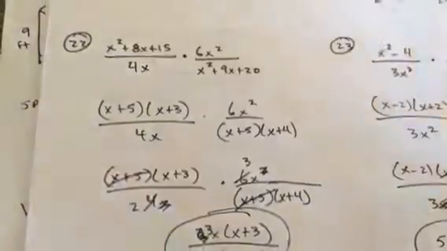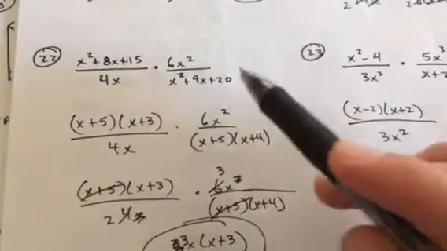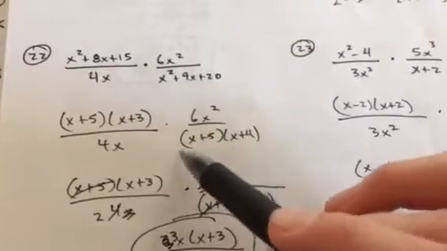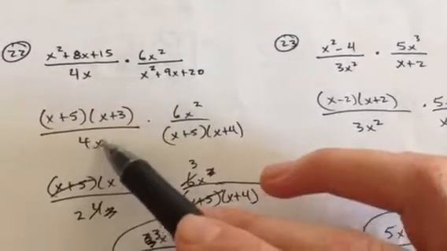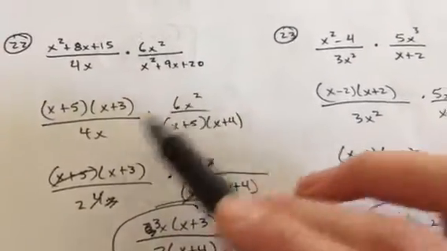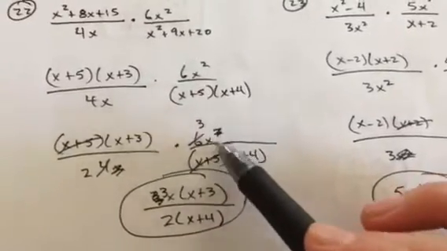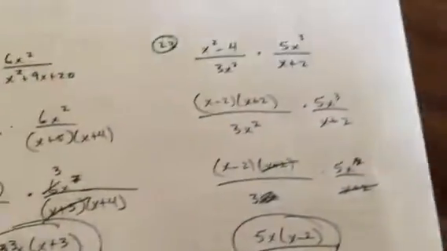All right, here on 22, multiplies to 15, adds to 8, 5 and 3. One multiplies to 20, adds to 9, 5 and 4. The x plus 5's cancel. You have one more x up top, so that x goes bye-bye. 6 divided by 4 is 3 over 2. Remember, there's an x there, so it's 3x times x plus 3 over 2 times x plus 4.